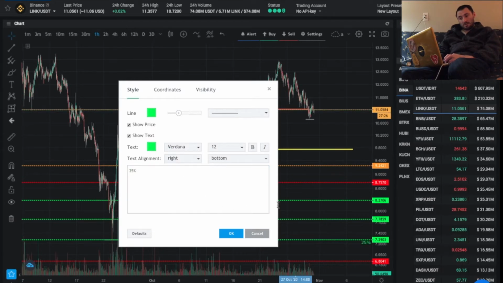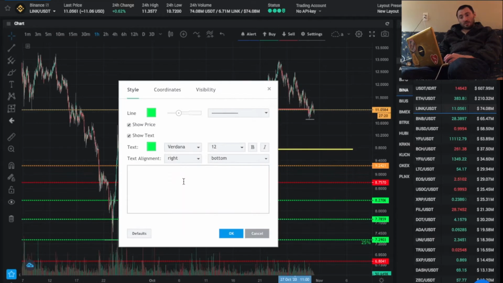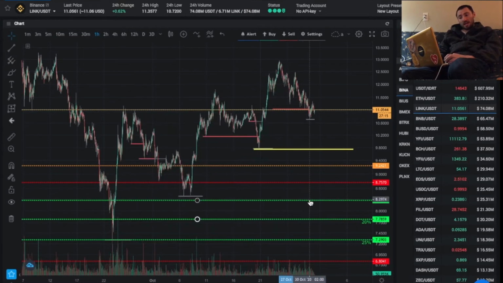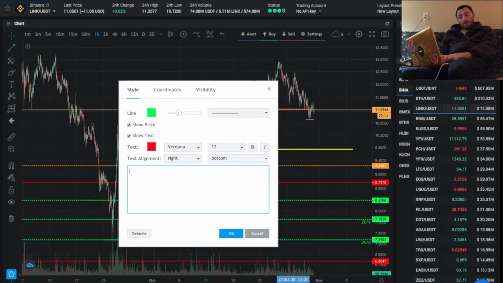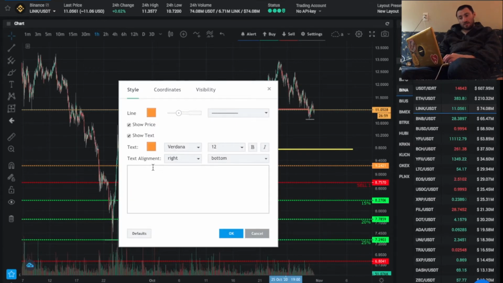Okay? Now, I'm not going to spend a lot of time labeling and coloring these, but what's important is that you have the mental idea of how I'm approaching this. And this is going to be sell 1. This one is going to be alert 5%.